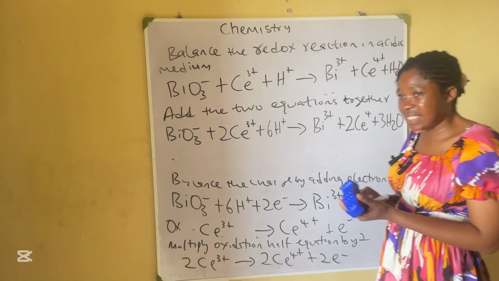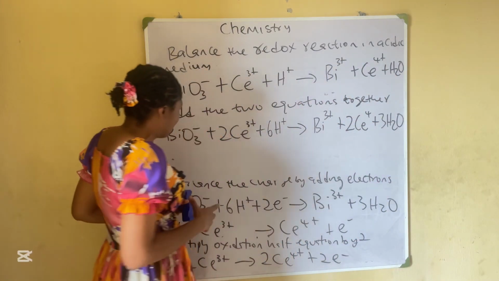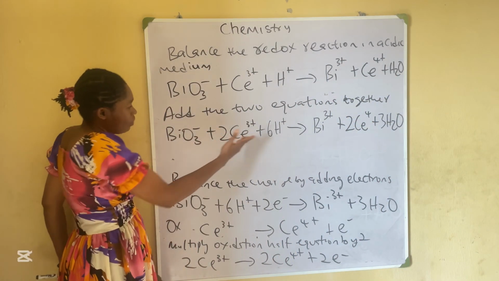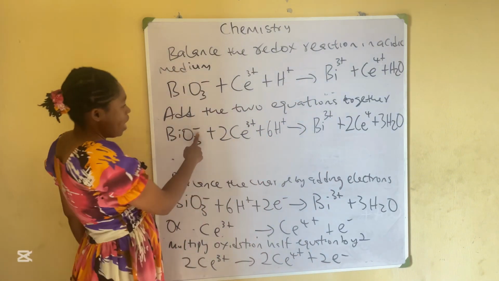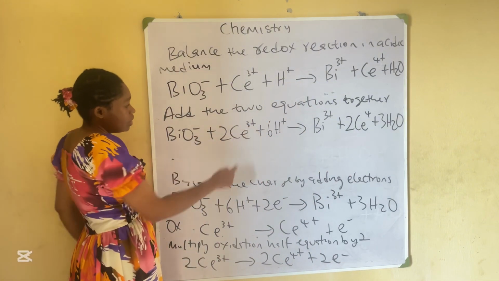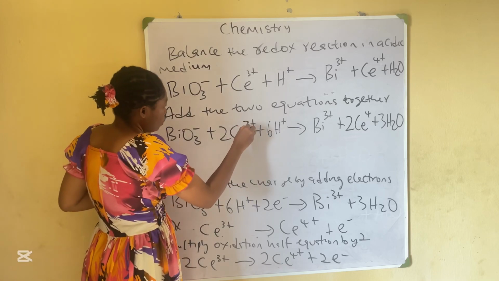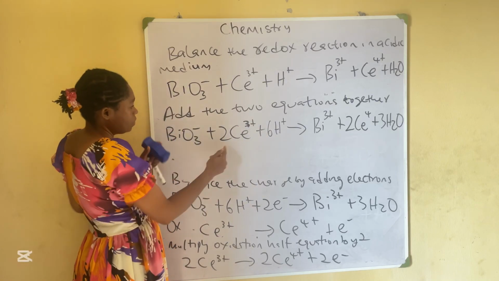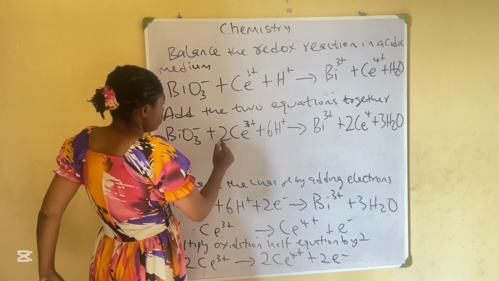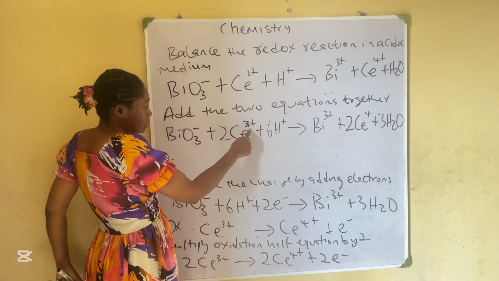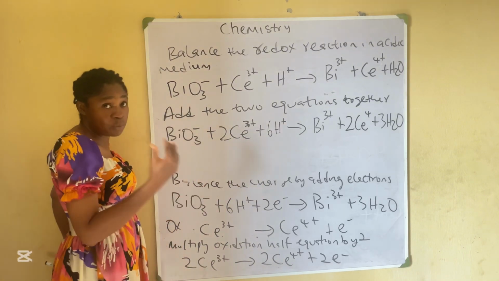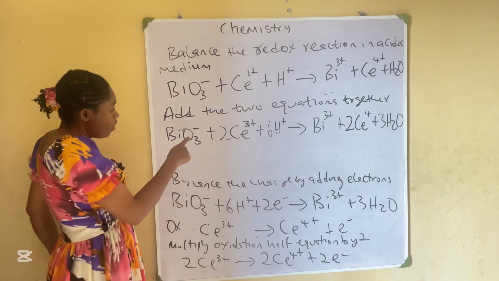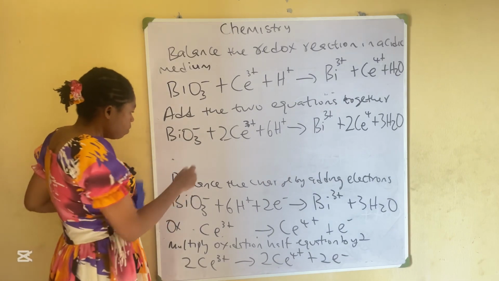So let's look at the charges. Let's add our charges together and count if what I have on the left hand side is equal to what I have on the product side. Minus 1, 2 times 3 is 6. Plus 6 plus 6 is plus 12. Plus 12 minus 1 is plus 11.